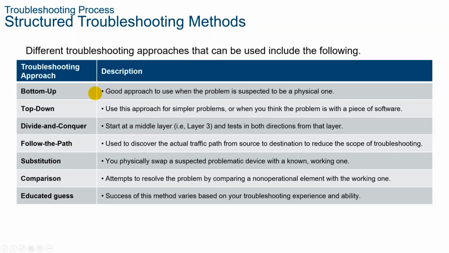So, bottom up, a good approach to use when the problem is suspected to be a physical one. And then top down, use this approach for simpler problems, or when you think the problem is with a piece of software. Okay? So, divide and conquer, start at a middle layer, for example layer 3, and test in both directions from that layer, up and down. Use it to discover the actual traffic path from source to destination to reduce the scope of troubleshooting. For substitution, you physically swap a suspected problematic device with a known working one, right? And comparison attempts to resolve the problem by comparing a non-operational element with a working one. Okay, and educated guess, the success of this method varies based on the troubleshooting experience and ability. Now let's get into each of these troubleshooting approaches.